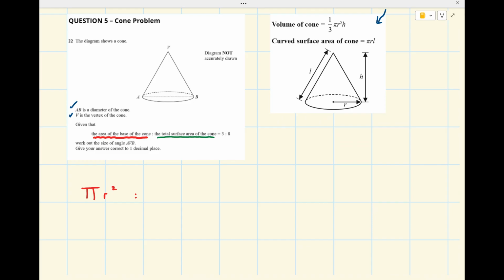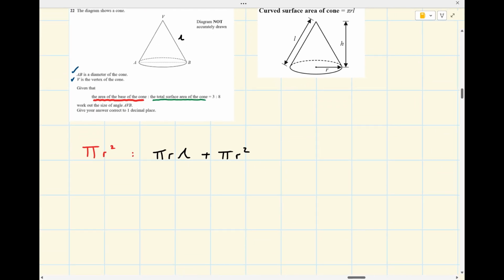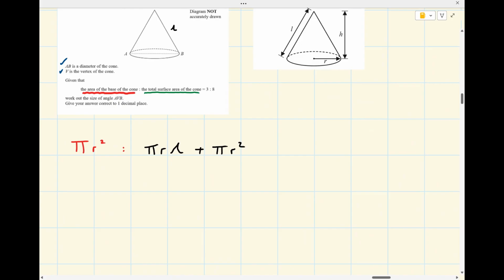Now, what's the total surface area of the cone going to be? Well, I guess we'll stick to calling this L and R. So the total surface area of the cone is going to be the curved surface area, which is pi r L, and the area of the base, pi r squared. And we know that that ratio is 3 to 8. So that means that 3 times the larger equals 8 times the smaller.